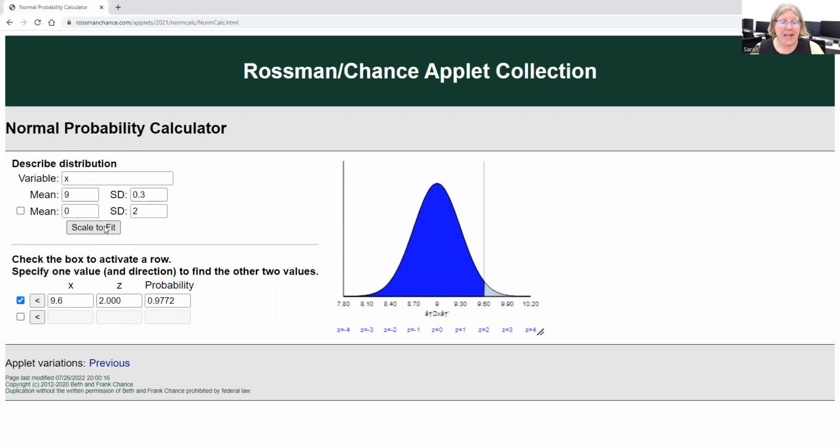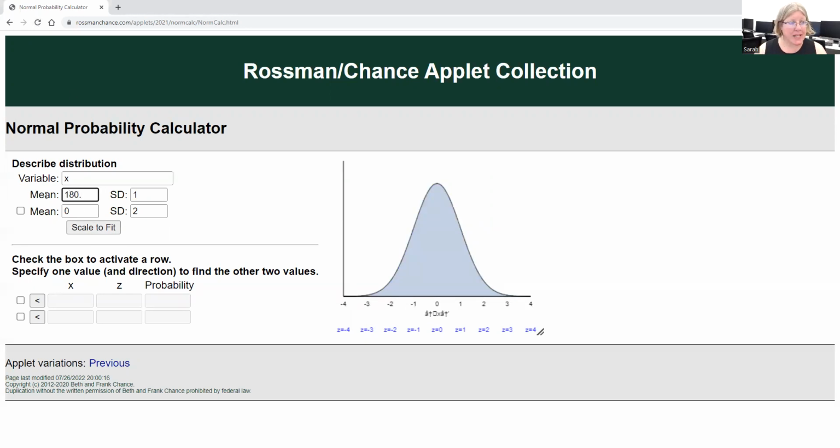All right, find the probability that a single student randomly chosen scores 21 or higher on the ACT. So I do have a mean of 18.6 and a standard deviation here of 5.9. We'll scale to fit. And then we're looking for the probability that they score 21 or higher. So I'm going to flip that inequality so I get that right side highlighted. So the probability that one randomly selected student scores a 21 or better is about 34%, 0.3421.